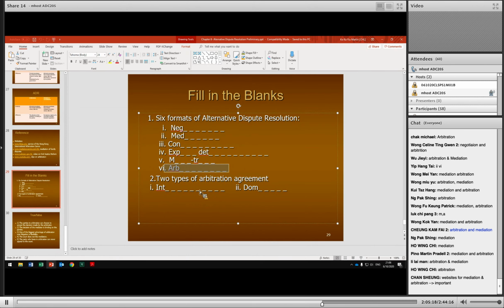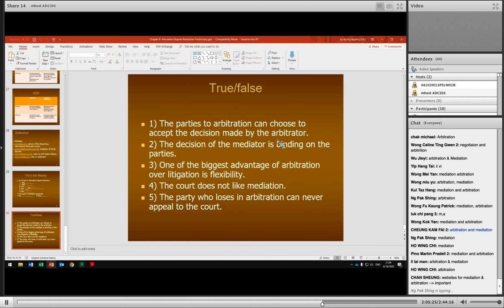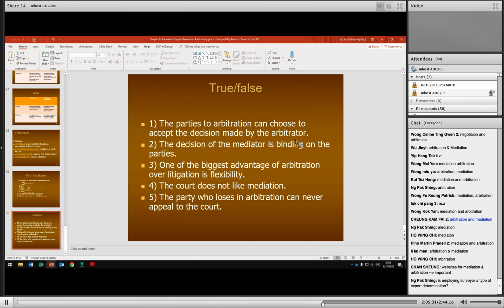So two types of arbitration agreement. The first one is international. The second one is domestic. True and false. Number one, the party to arbitration can choose to accept the decision made by the arbitrator.